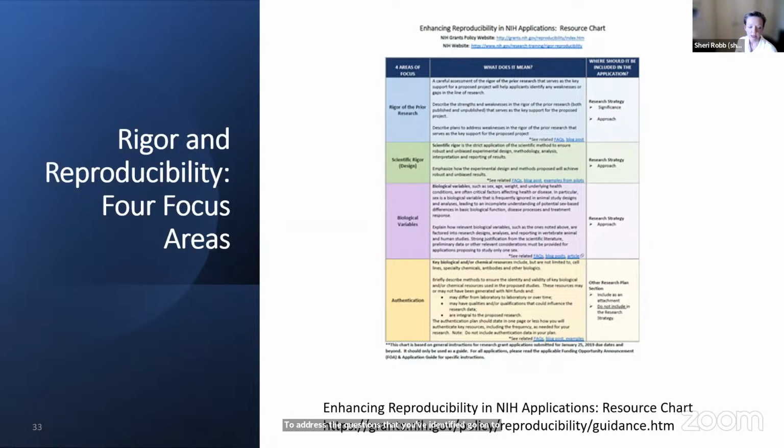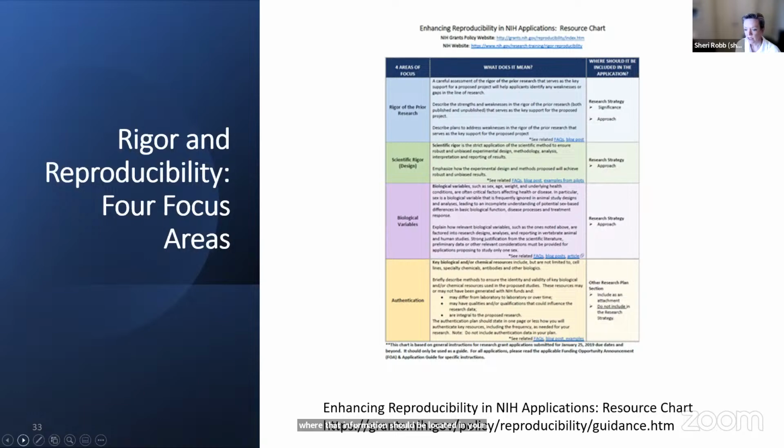Here I've provided a screenshot of a particular document and the web link provided by the NIH that talks about discussing rigor and reproducibility in your grant submission. The NIH specifies 4 focus areas that you want to address in your application. This is a really great resource. You can see the link there. I printed it out and used it as I was writing my grant to make sure that I was addressing all the points specified in the guidance document. And the really great thing is that this document also lets you know, on the far right-hand side, where that information should be located in your grant.